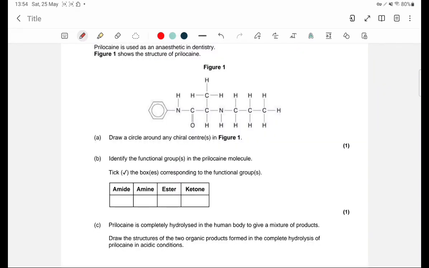Question 3a wants you to identify the chiral carbon. Remember, chiral carbons are ones that have 4 unique groups on them. There is only one carbon that has 4 unique groups on it, and it is this one.